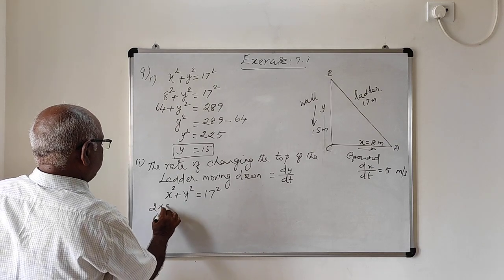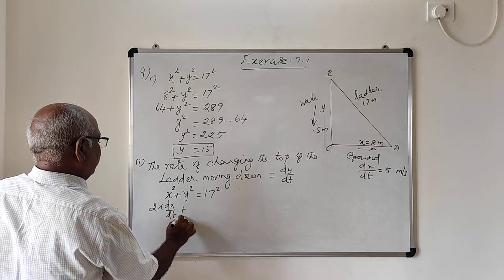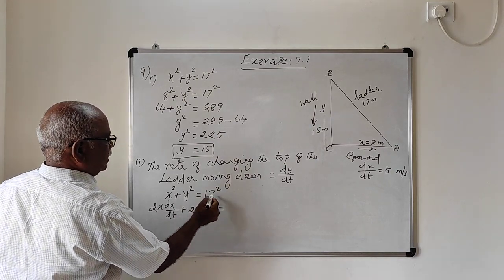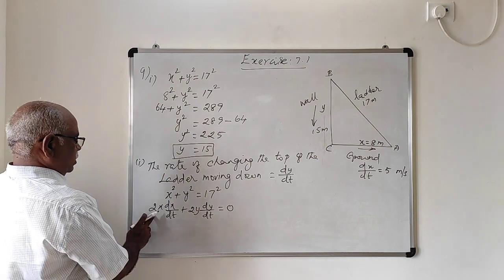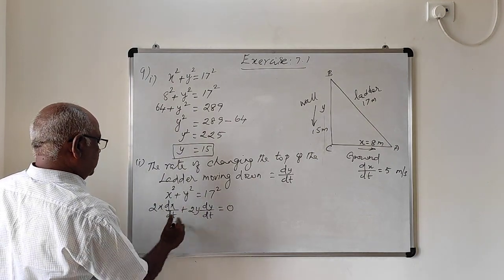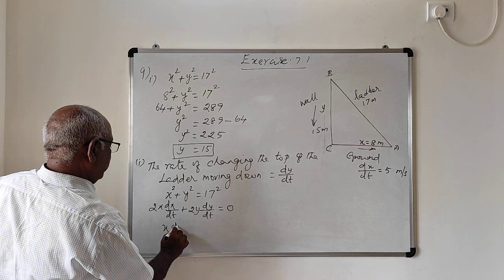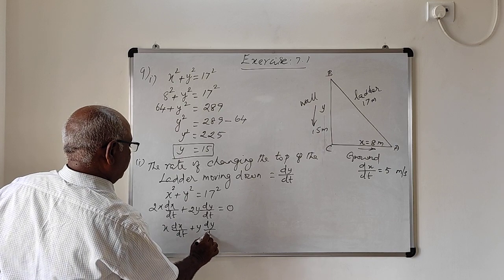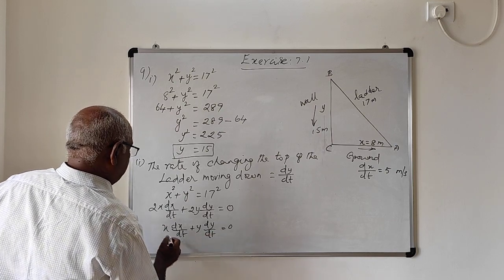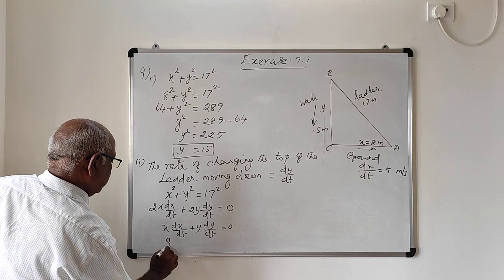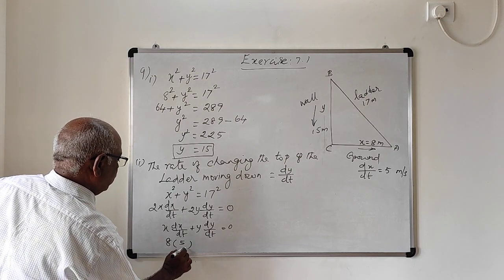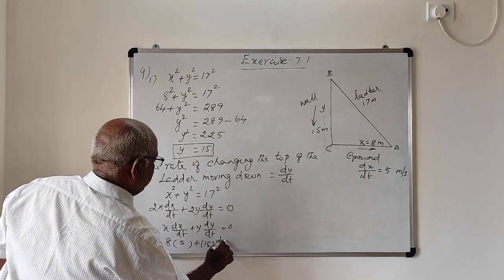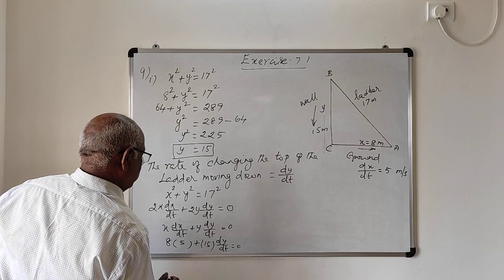Derivative of x square is 2x into dx by dt, plus y square is 2y into dy by dt, equal to 17 is a constant, 17 square derivative is 0. The 2 cancels on both sides. x dx by dt plus y dy by dt equal to 0. X is 8, dx by dt is 5, y is 15, dy by dt we want, that's equal to 0.